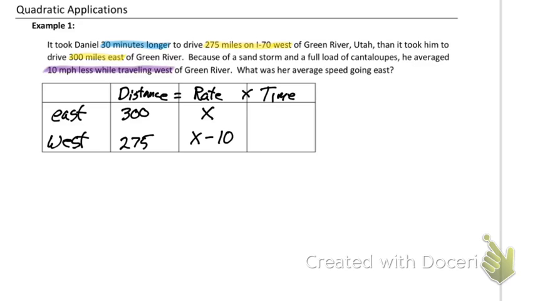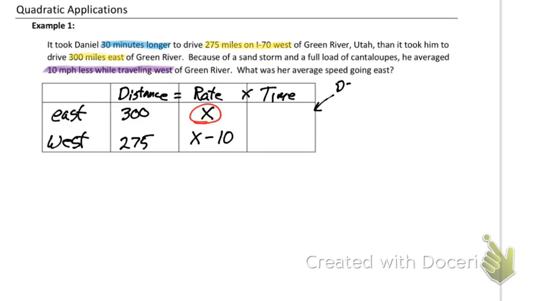All right, in mine it switched to a girl all of a sudden, I guess. But yours should say, what was his average speed going east? So what I'm looking for is I'm actually trying to solve for that x, that speed going east. Now time, I know it says 30 minutes longer, but if I was to actually put that in the table, we'd have to have a y and a y minus 30 or y plus 30. I don't want to introduce a new variable. So instead, to get that time, and this works 90-some% of the time.